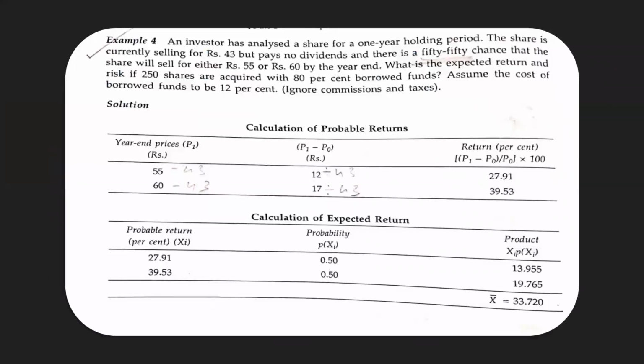So looking into this question, an investor has analyzed a share for a 1-year holding period. The share is currently selling for rupees 43 but pays no dividends. And there is a 50-50 chance that the share will sell for either rupees 55 or rupees 60 by the year end. What is the expected return and risk if 250 shares are acquired with 80% borrowed funds? Assume the cost of borrowed funds to be 12%. Ignore commissions and taxes. So this is the question in front of us.